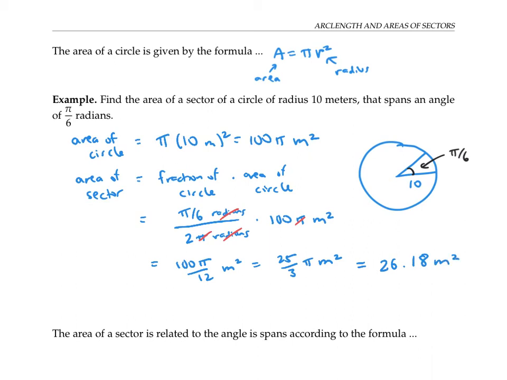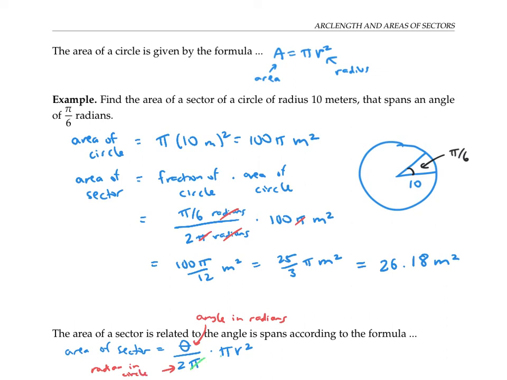In general, if you want to find the area of a sector, you can take the fraction of the circle that the sector spans out times the area of the circle, pi r squared. Notice that the fraction of the circle is given by the angle that the sector makes in radians divided by the 2 pi radians in the circle.